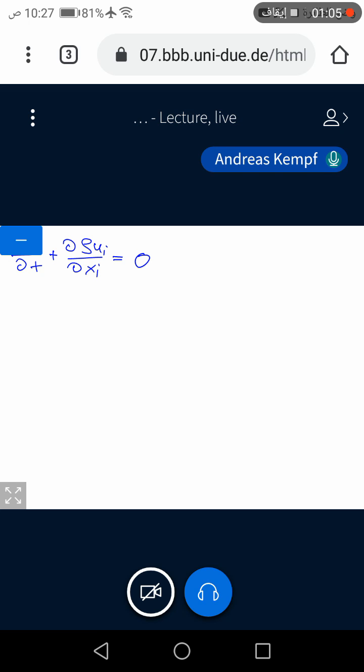So this is naught, okay? So we assume that the density is constant. To simplify things, we end up with the equation ∂u_i/∂x_i equals naught. Now in the next step, we do the Reynolds decomposition. For reminder, u_i equals u_i bar plus u_i prime.